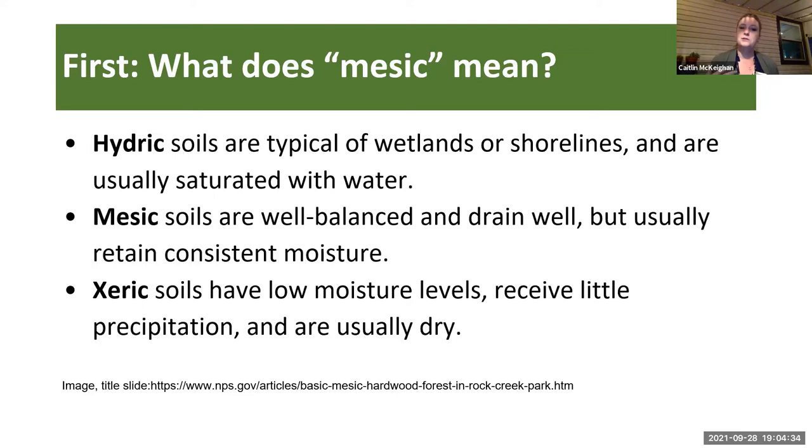And then, like I said, xeric soils, which you might have heard about. I know if we go out west, there are a lot of xeric botanical gardens that are really, really cool to walk through. Those are desert gardens. They're dry. They don't get much precipitation throughout the year, and if they do, that evaporates really quickly. So those plants are adapted to that soil type and don't need a lot of constant moisture. Next slide, please.